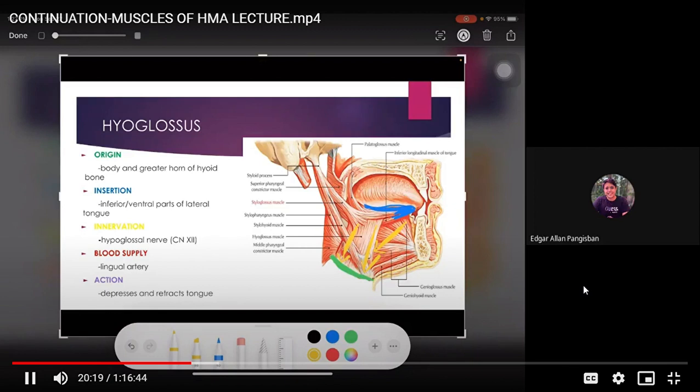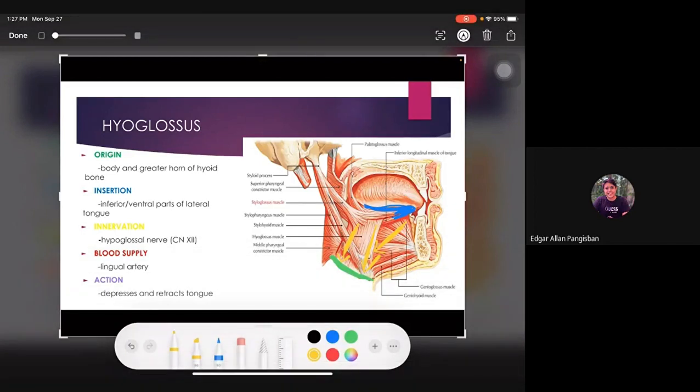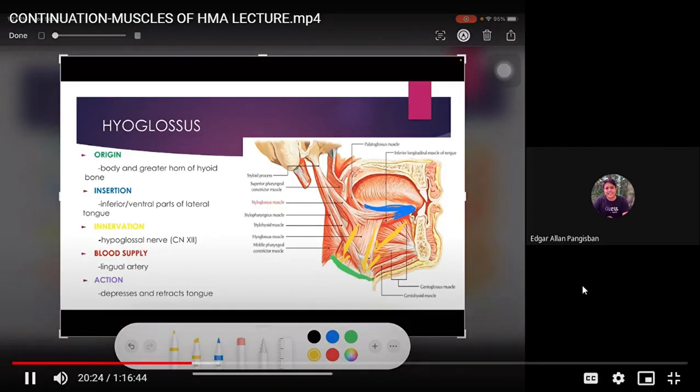Tama? Genioglossus and hyoglossus, they're responsible for tongue depression. Okay, paano naman pag ang tanong is, what extrinsic muscles of the tongue are responsible for tongue retraction or tongue retrusion? Okay, we have two also. Your styloglossus and hyoglossus.